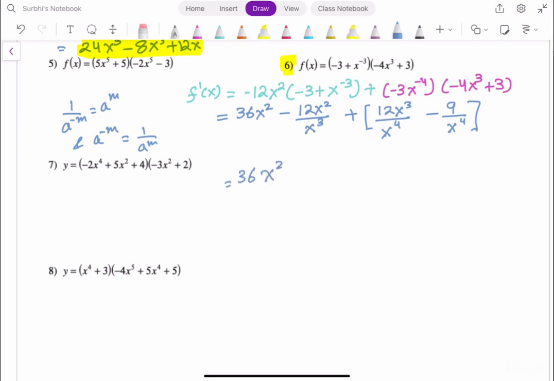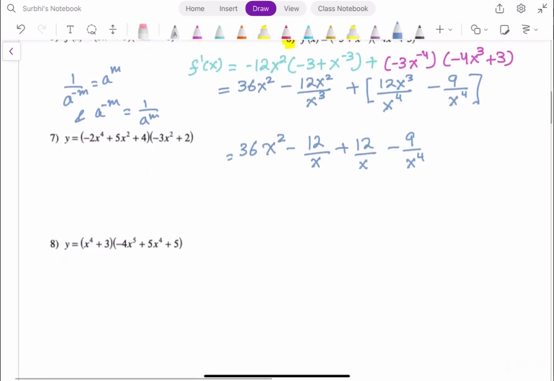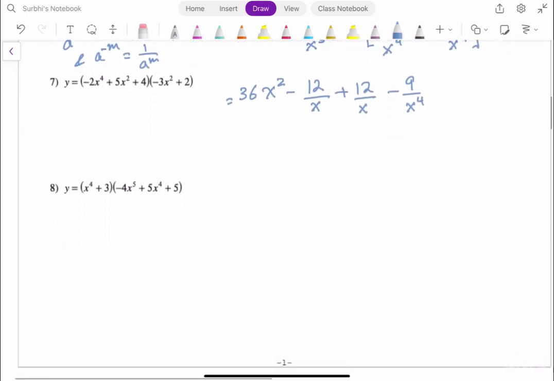We will get 36x squared. Now x squared and x cubed, I can cancel it out. And then we will do the same thing with the other number. We are getting negative 12x plus 12x minus 9 divided by x to the power of 4. At this point, you can cancel out negative 12x and plus 12x, and then you will be left with only 36x squared minus 9 divided by x to the power of 4. So don't oversimplify things, but do what is required.